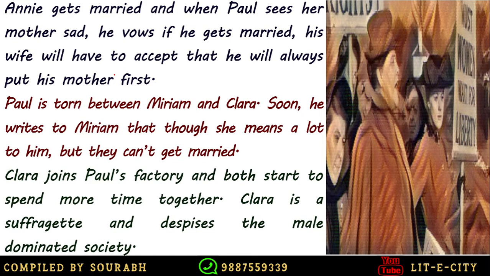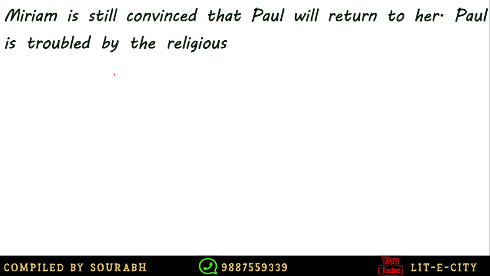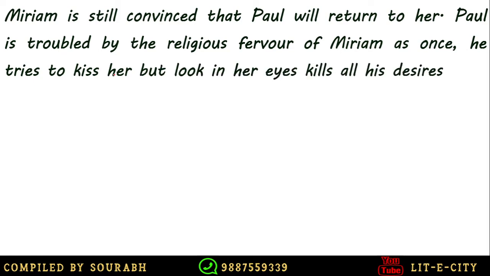Clara also joins Paul's factory and both start to spend more time together. Clara is a suffragette and despises the male-dominated society. Miriam, on the other hand, is still convinced that Paul will return to her. Paul is troubled by the religious fervor of Miriam, as once he tries to kiss her, but a look in her eyes kills all his desire.